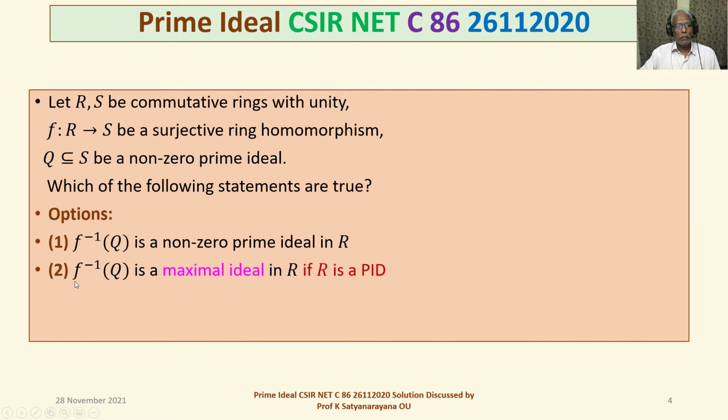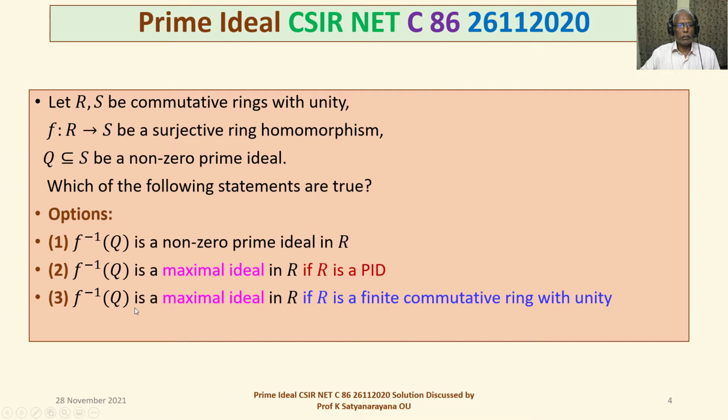Option 2. F inverse Q is a maximal ideal in R if R is a PID. Option 3. F inverse Q is a maximal ideal in R if R is a finite commutative ring with unity. Option 4. F inverse Q is a maximal ideal in R if x power 5 is equal to x for all x belongs to R.